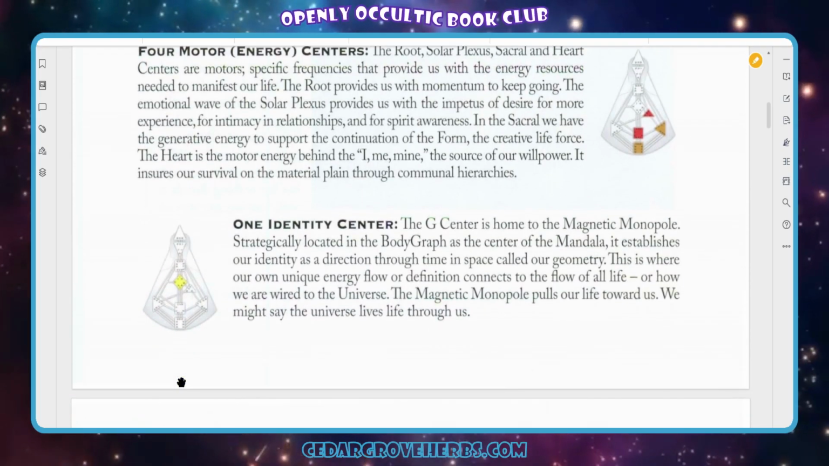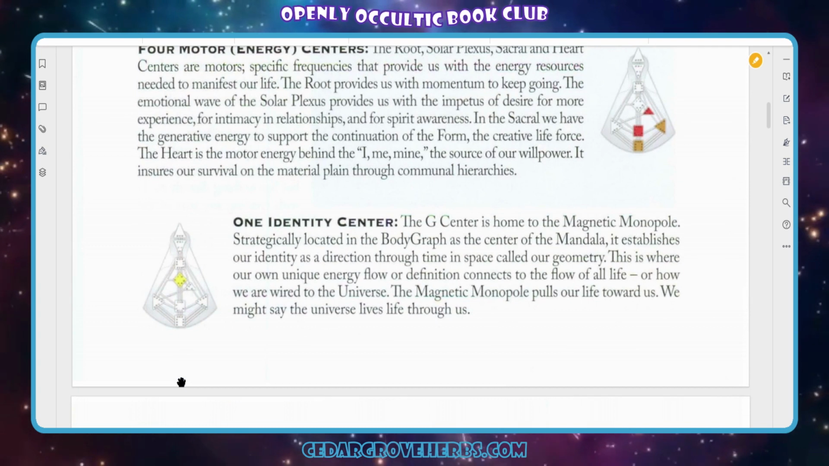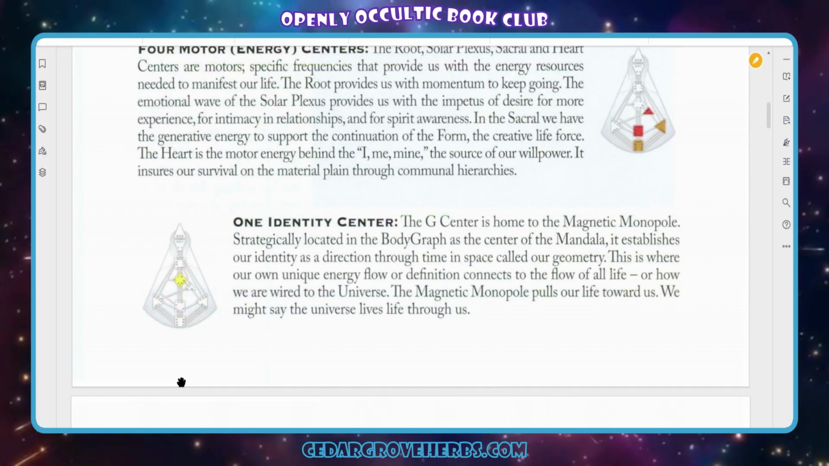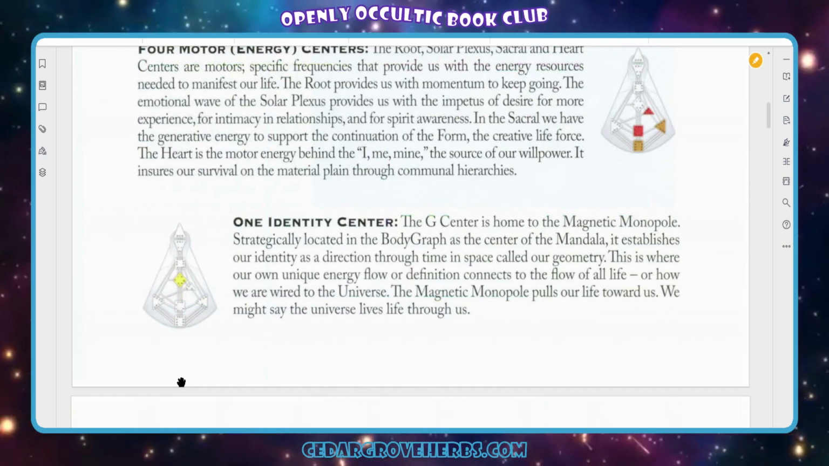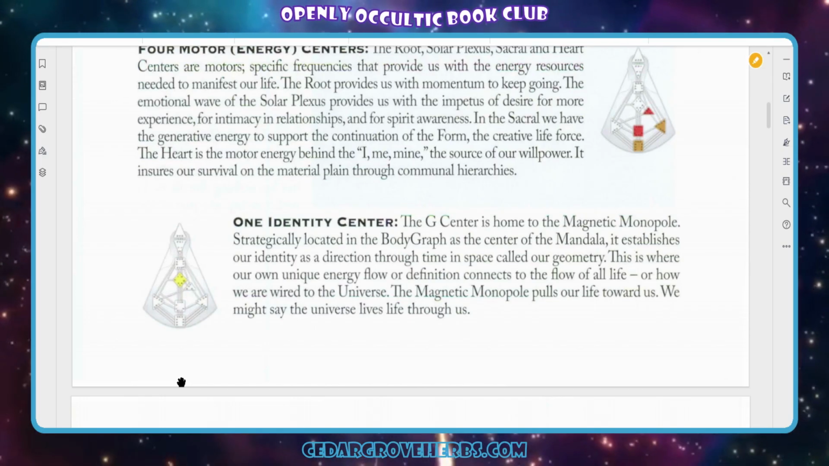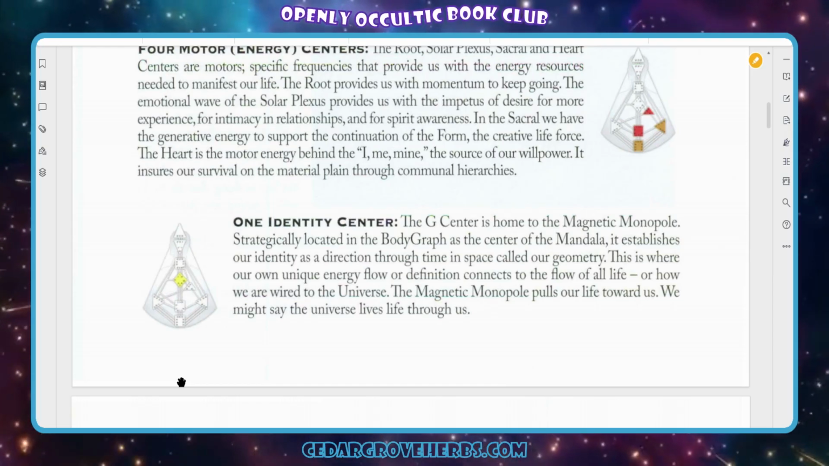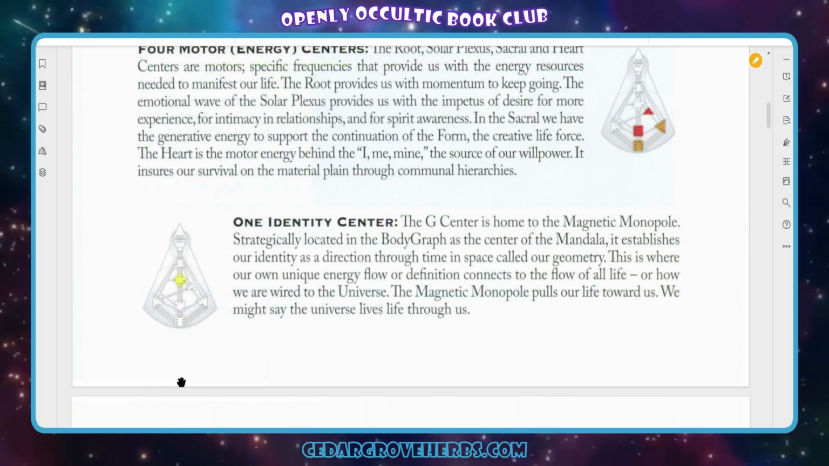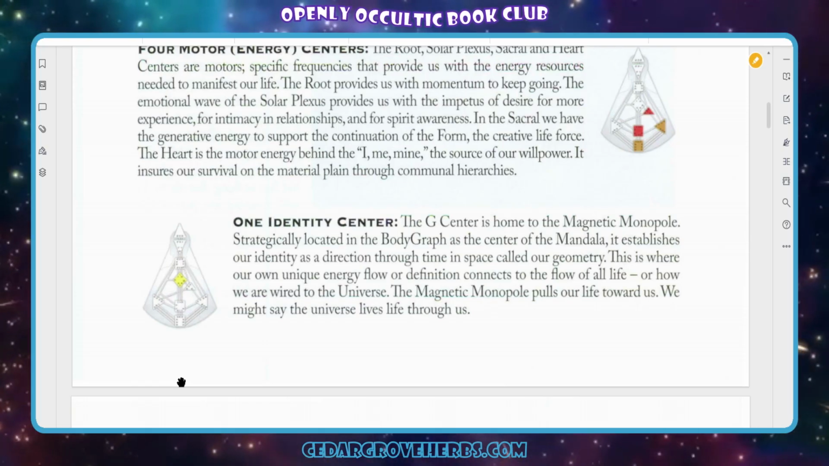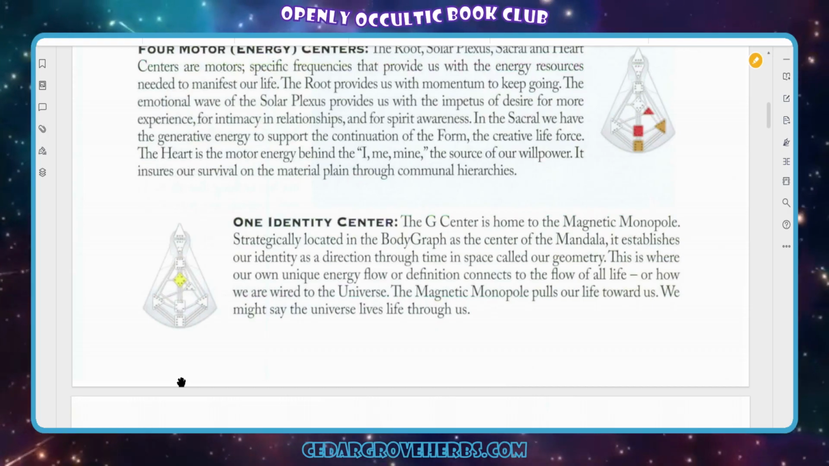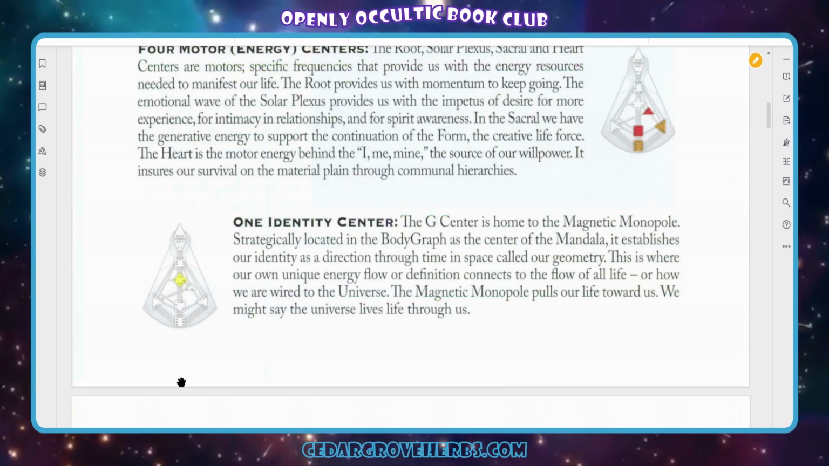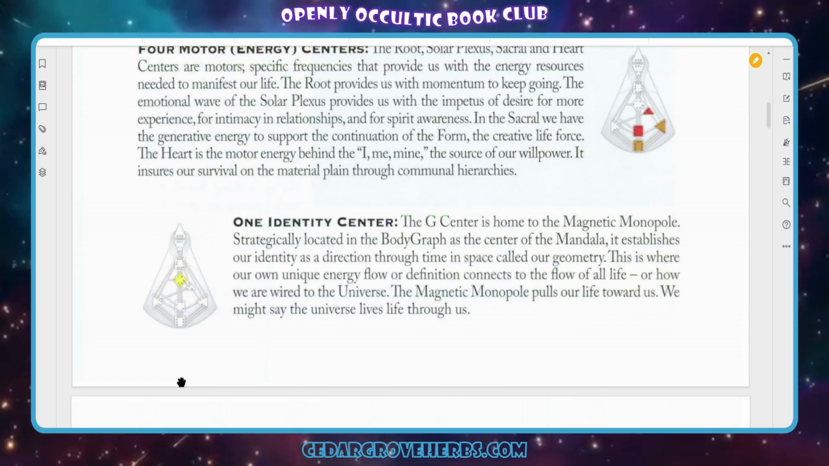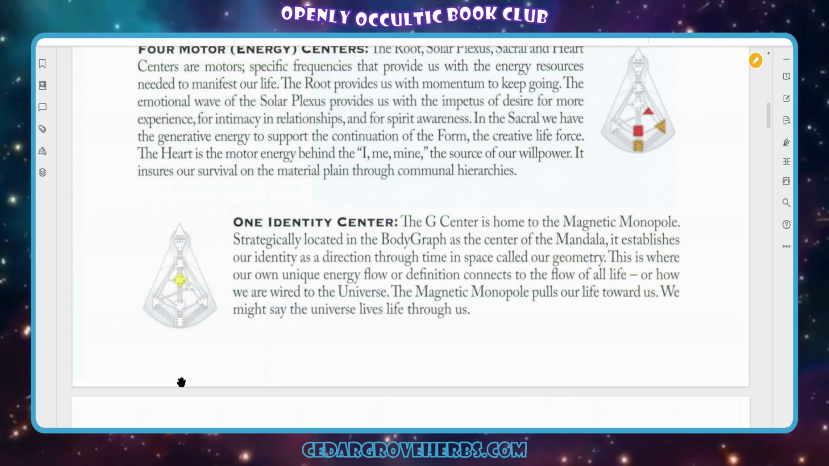There's one identity center. The G center is home to the magnetic monopole, strategically located in the body graph as the center of the mandala. It establishes our identity as a direction through time in space called our geometry. This is where our own unique energy flow, or definition, connects to the flow of all life, or how we're wired to the universe. The magnetic monopole pulls our life towards us. We might say the universe lives life through us.